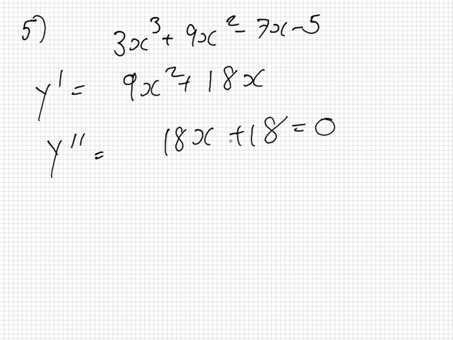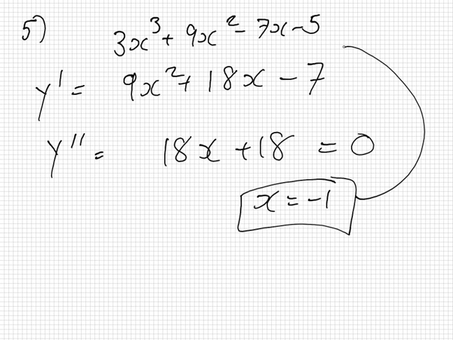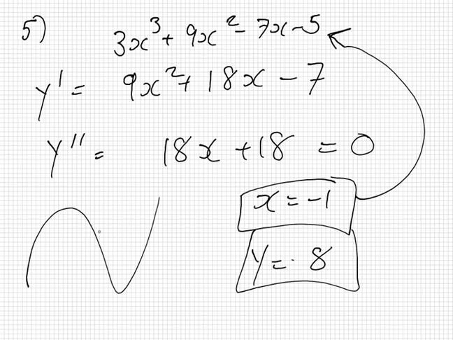Sorry, 7. I don't think it's too much of a problem because even though I forgot the 7, it still goes on the next line. So when does that equal 0? When x is minus 1. Let's find the y now. What's the y? Sub it in. That'll be 8, thank you. So for this graph, the inflection point is at minus 1, 8.